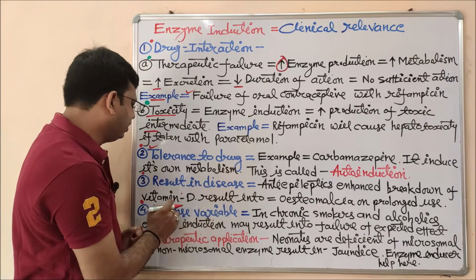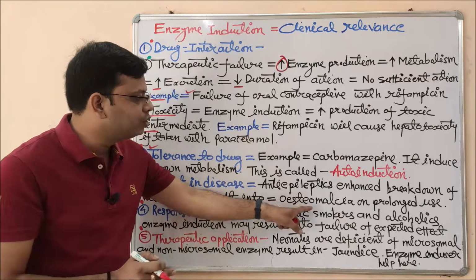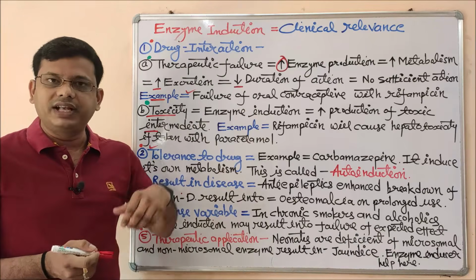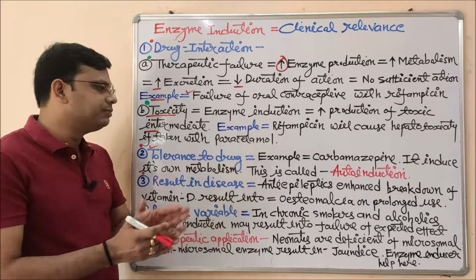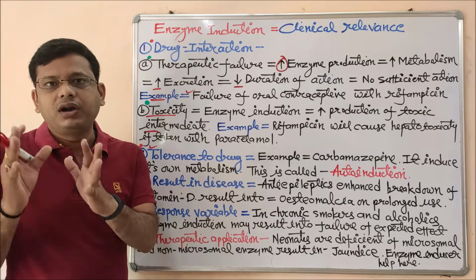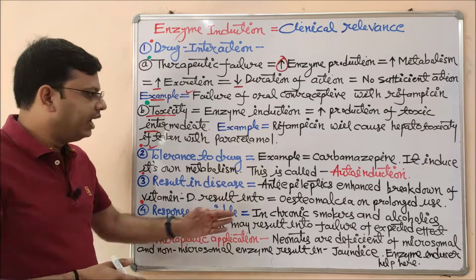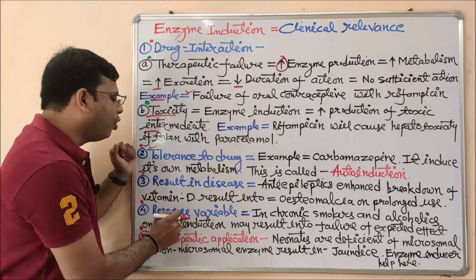So this will convert into deficiency. Now what will happen after the breakdown of vitamin D? This results in osteomalacia on prolonged use, because there is a continuous, chronic deficiency of vitamin D just because of the anti-epileptic drug. So the problem happens along with the lower availability of vitamin D, and that is called osteomalacia.